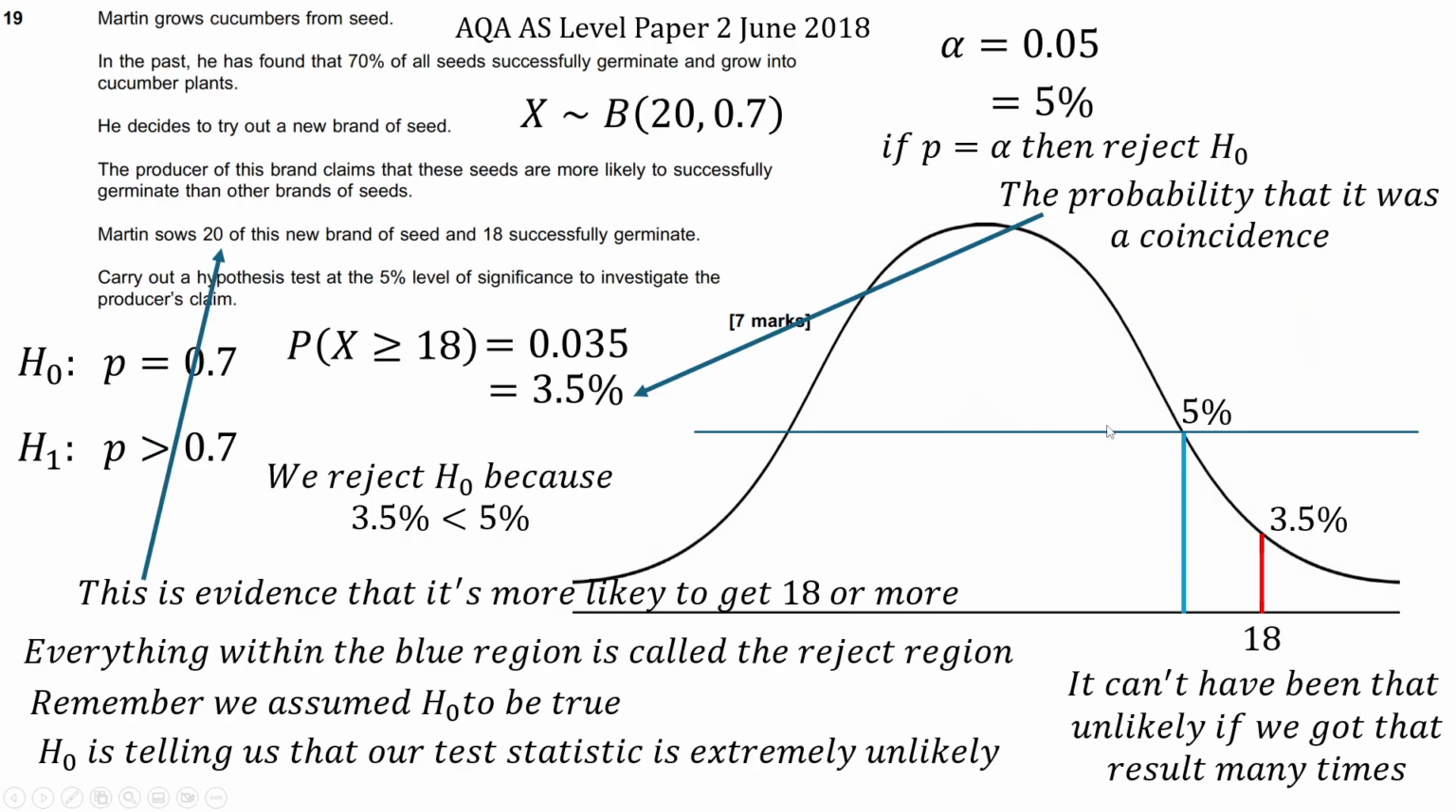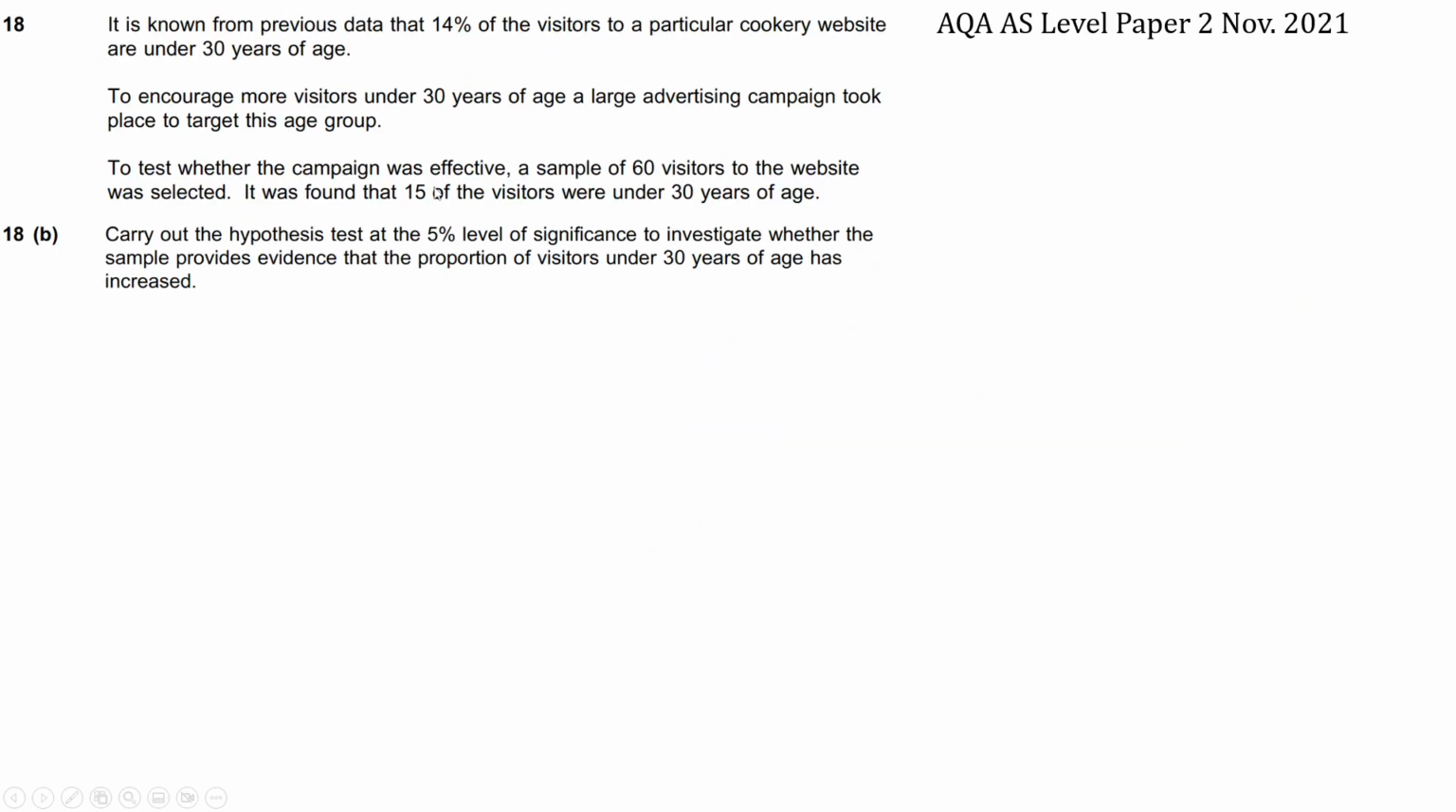If we get, say, 4%, so still lower than the significance level, then we can say, well, now I'm starting to think that it wasn't just a coincidence. I'm starting to think that H0 is false, because this is such a low probability of it being a coincidence. So I have reason to believe that H0 is false. Okay, hopefully that makes sense.